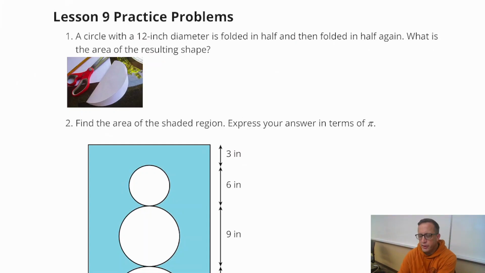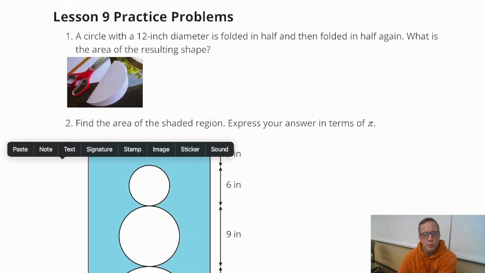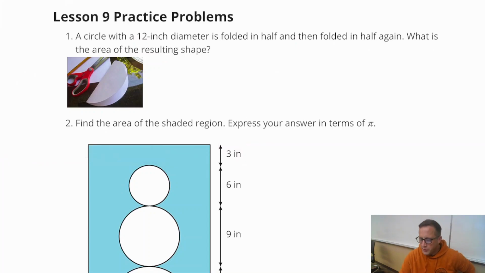Okay, let's go ahead and get started here on these lesson 9 practice problems. Number 1: a circle with a 12-inch diameter is folded in half and then folded in half again. What is the area of the resulting shape?